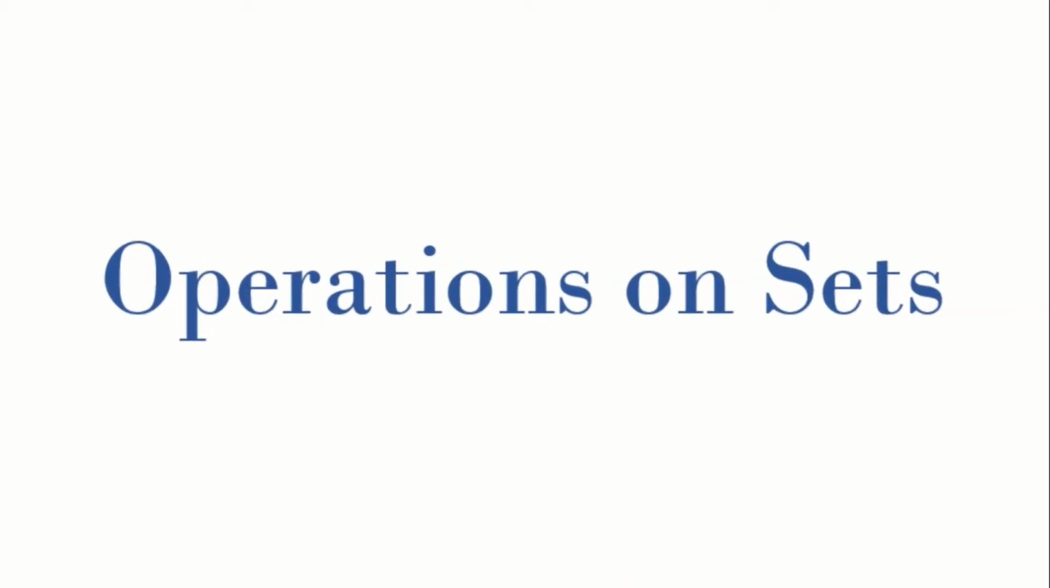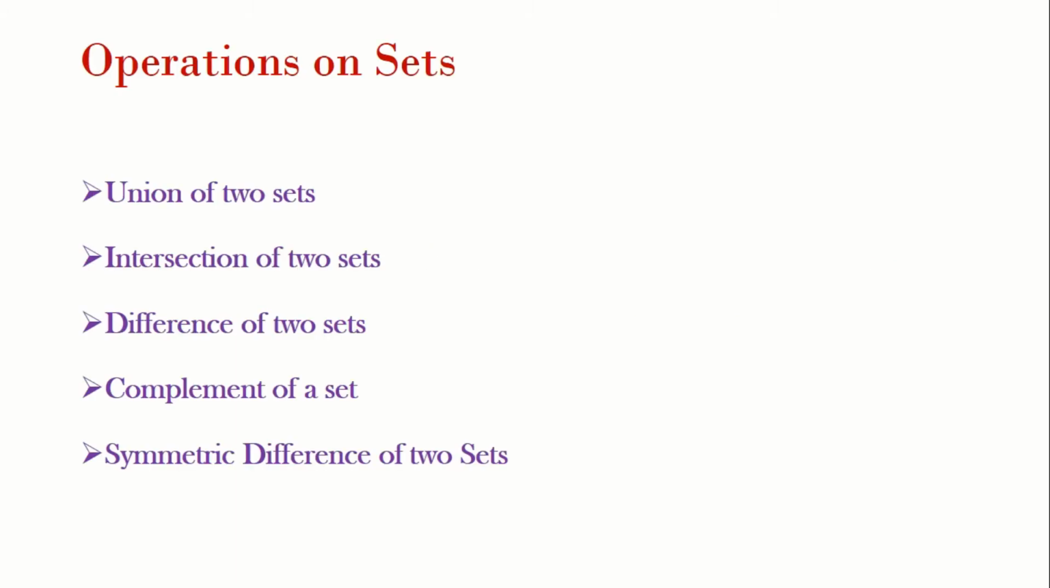We see the extensive use of Venn diagrams in the operations of sets. So the fundamental operations on sets are union of two sets, intersection of two sets, difference of two sets, complement of a set, symmetric difference of two sets. Now let us see what is union of two sets.